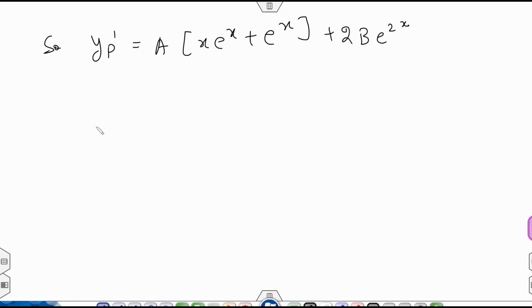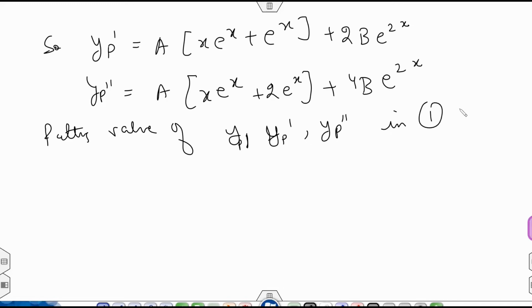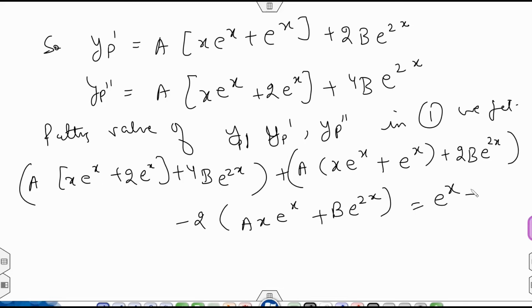What I need to do is find yp dash, which is coming out to be a x e to the power x plus a e to the power x plus 2b e to the power 2x. And what will be the value of yp double dash? This will be a x e to the power x plus 2a e to the power x plus 4b e to the power 2x. So now putting yp, yp dash and yp double dash in 1, we get, I'm just writing down quickly, this is equal to e to the power x plus e to the power 2x.